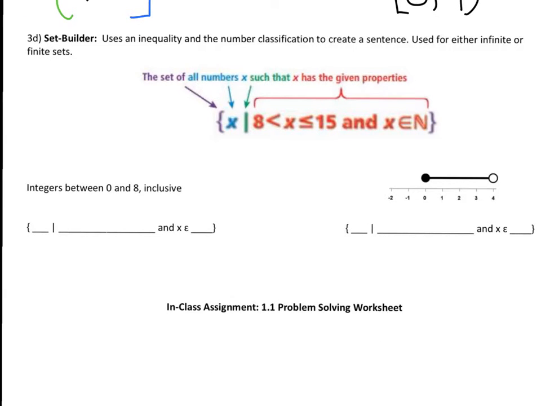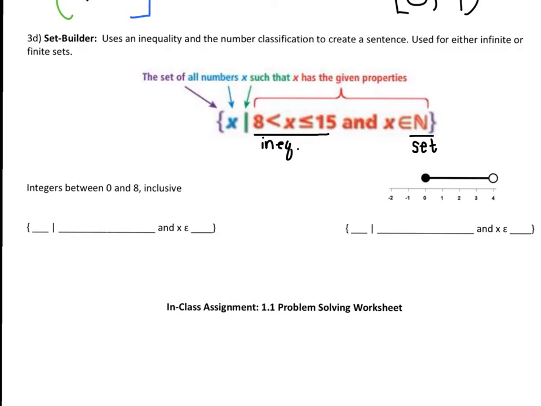The last type of notation is set builder. This combines inequalities with the types of sets, the abbreviation of the set. So your job when you fill out set builder is to copy everything down but fill in the correct inequality and fill out the proper abbreviation for the set of numbers. So here's what I mean by that.